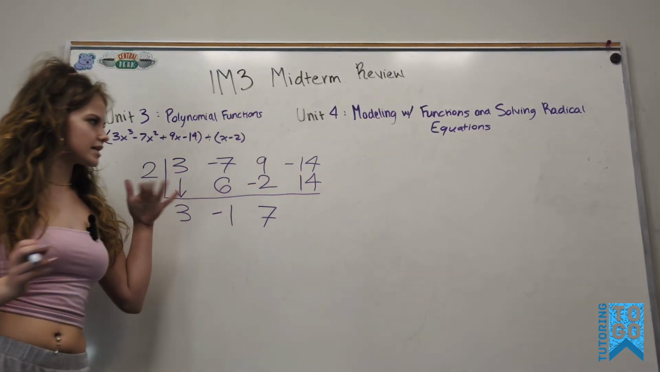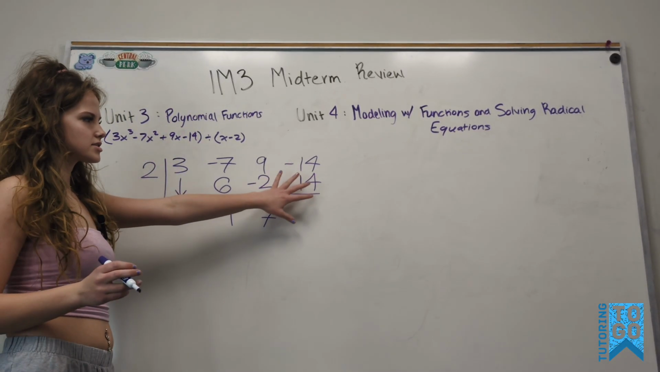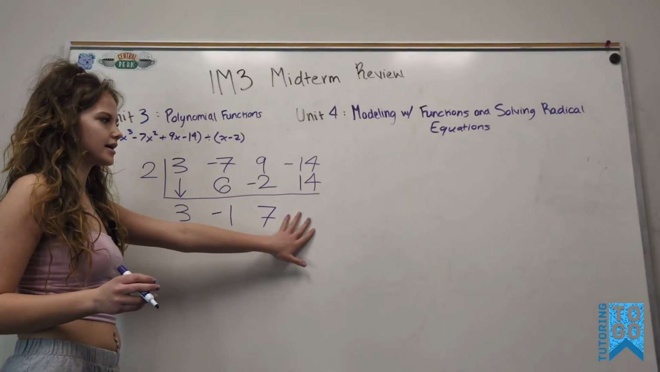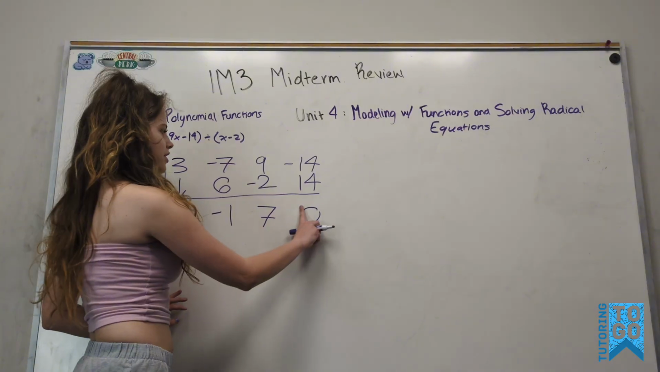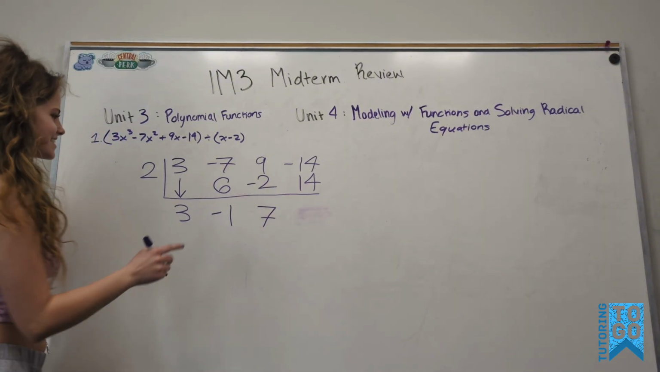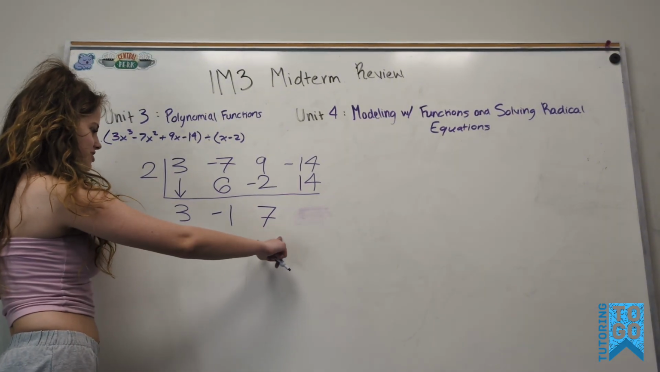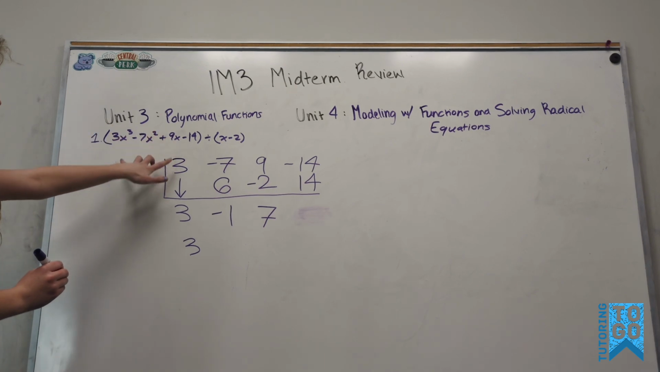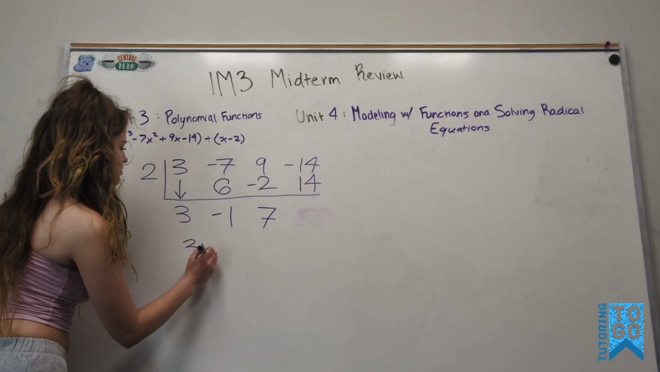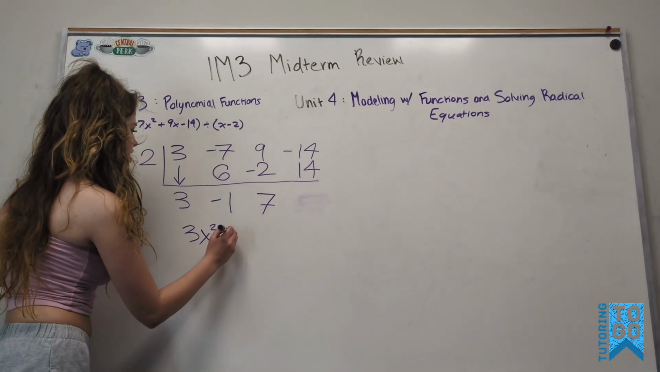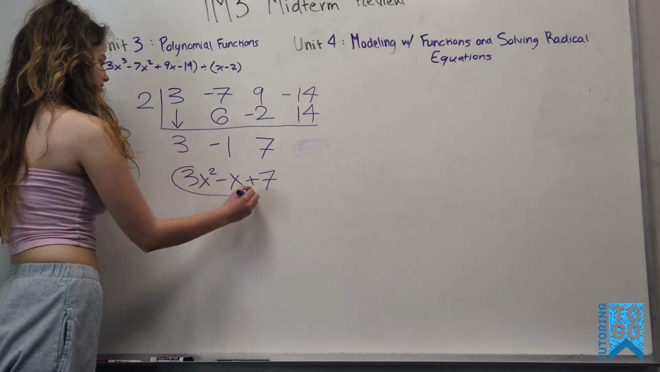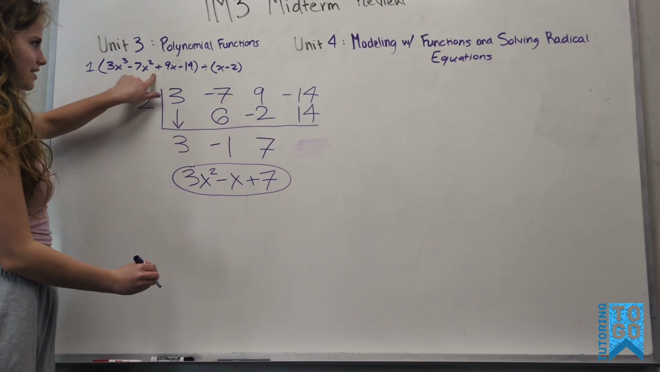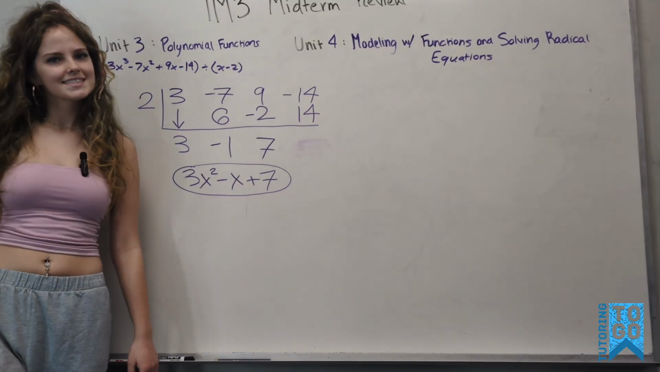So the goal of this is that this last term is going to cancel out when you add it. And since it does, 14 minus 14 is 0. You're going to forget about that and then just keep these 3 coefficients. You remove an x from each of these. So that's going to give you 3x squared minus x plus 7. And that's how you get your answer when you divide this by x minus 2.